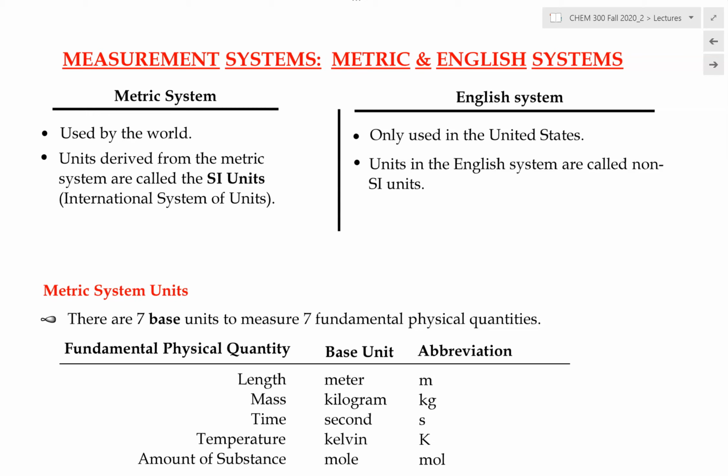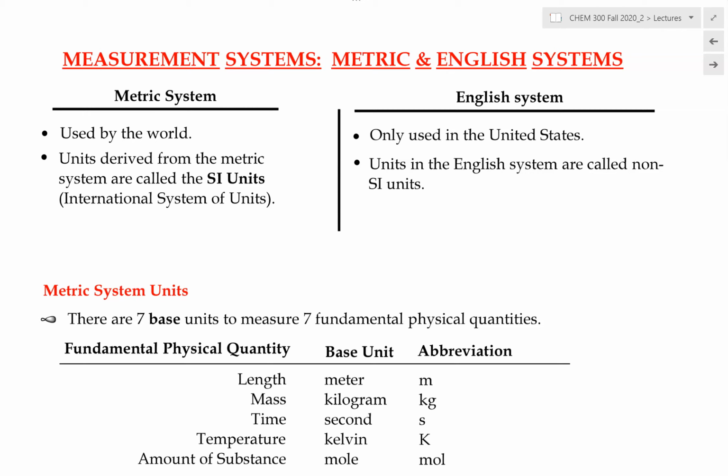Hi guys, in this lecture video, I'll be discussing the two measurement systems, the metric system and the English system, with emphasis on the metric system. So we'll go over the 7 fundamental physical quantities and the base unit for them. And we'll also talk about derived units as well. And we will focus particularly on a very important derived physical quantity that we call volume.